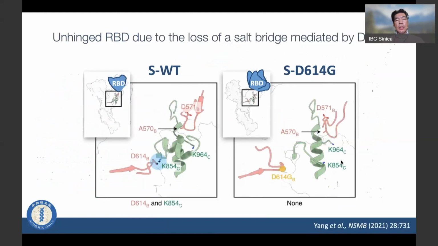Detailed analysis indicates that the wild-type protein forms an interprotomer salt bridge between D614 and K854 in the other protomer, as highlighted in the blue circle. Due to the mutation, this salt bridge was lost. Consequently, the RBD seems to lose the constraint and populates more in the upward conformation.